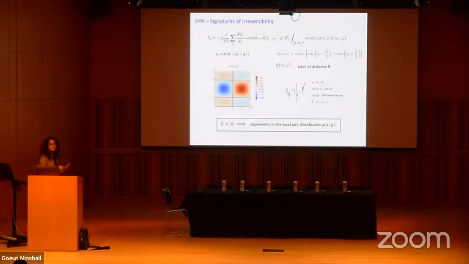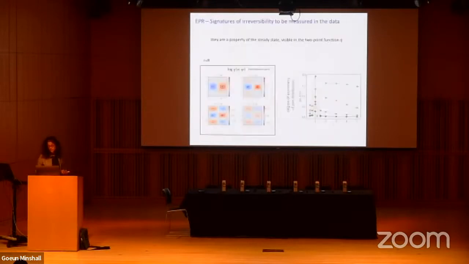And in particular, the fact that the entropy production rate is larger than zero means that this function must be non-symmetric. So there must be an asymmetry in this pair correlation function, and indeed we find this asymmetry in the data. This is consistent with the numerical simulation, but the important point is that this is something that can be computed on the data.